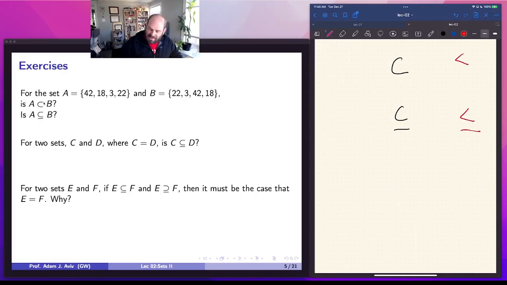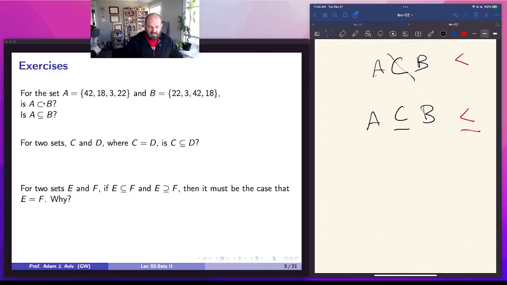So A is not a proper subset of B, but A is contained in B, which is somewhat interesting when you think about this. If A is equal to B, then A is contained in B, which is kind of definitionally true, because just like with the less than or greater than sign, you have this line underneath that means that. Okay, so let's do the second one.